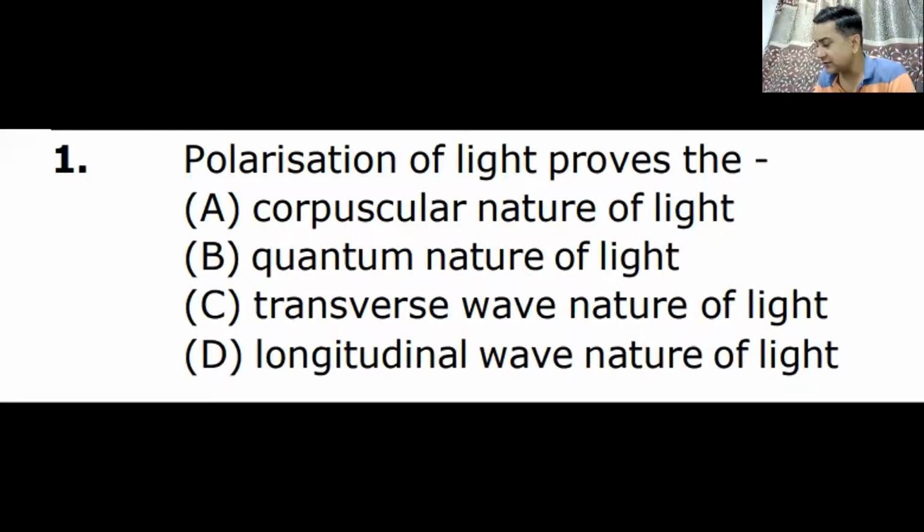Well then, I move on to my favorite part, which is the question and answer part, and here comes the first question. What does polarization of light prove? A, B, C, D. Which nature of light is proved by the polarization of light? Transverse wave nature, longitudinal wave nature, quantum nature, or corpuscular nature of light? What is the correct answer here?